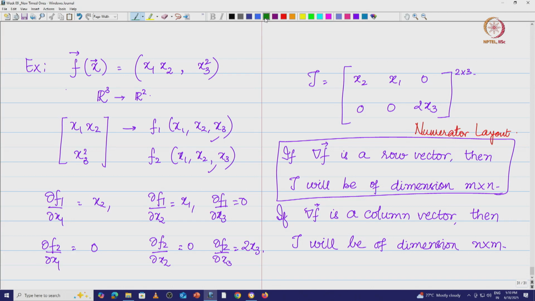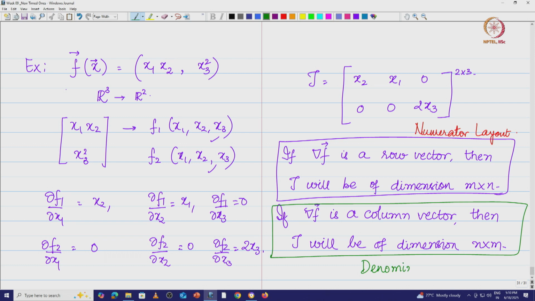And if it is the other case, where it is treated as a column vector, then you call it the denominator layout. Right. So, you have the numerator layout and you have the denominator layout. Of course, once you choose the layout that you want, stick to it, be consistent, and then start working on it, right. So, that is what the numerator layout and the denominator layout are.